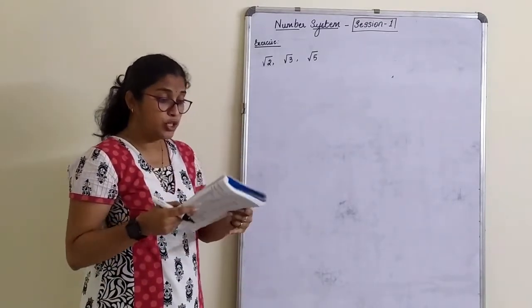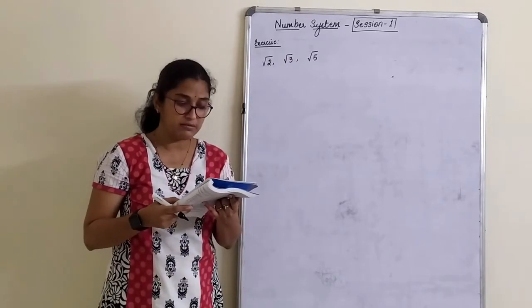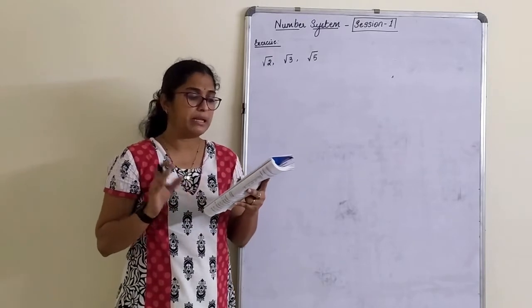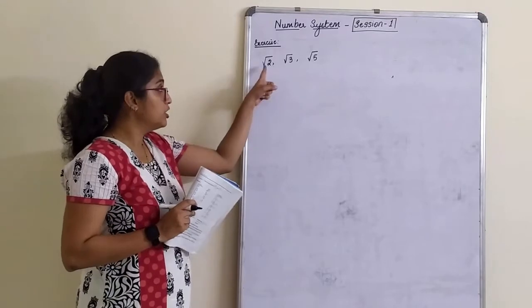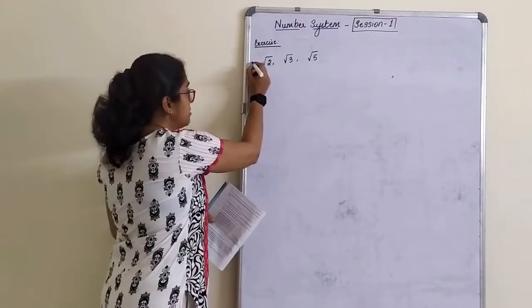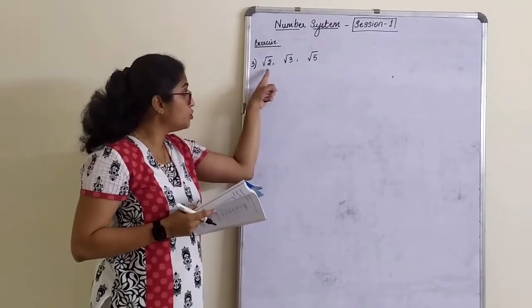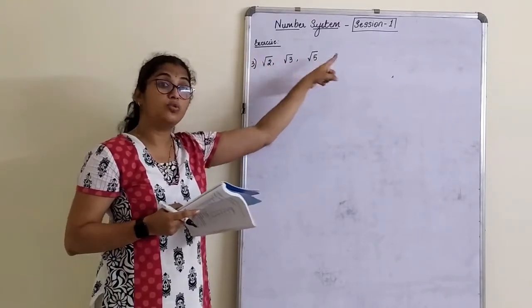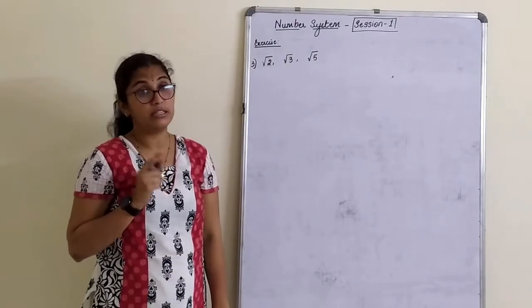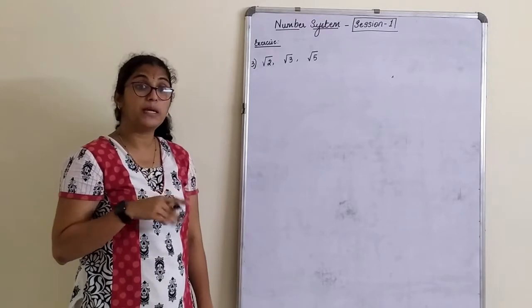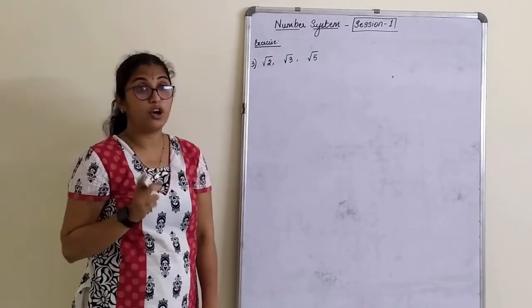So now the question says, show how we can represent root 5 on the number line. Your question should be represent root 2. Give that as question number 3 only. Give the question as represent root 2, root 3 and root 5 on the number line. We will be representing 3 different numbers on this number line. The question should be represent root 2, root 3 and root 5 on the number line.